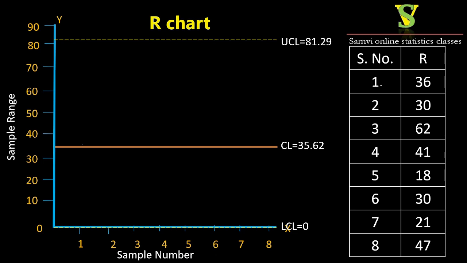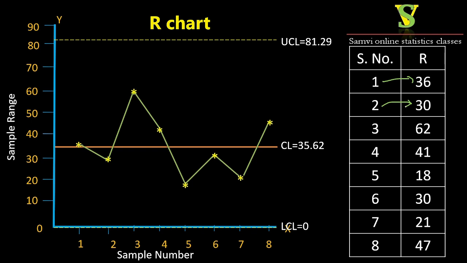Here for 1 it is 36, so we have to put the point here on the graph. Then for 2 it is 30, put the point on the graph. Similarly for 3 it is 62, for 4 it is 41, for 5 it is 18, for 6 it is 30, for 7 it is 21, for 8 it is 47. Like this you have to put the points. Then join these points by using a straight line like this. You have to join one by one.